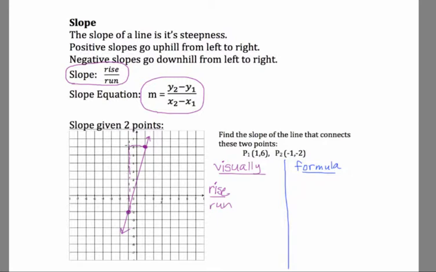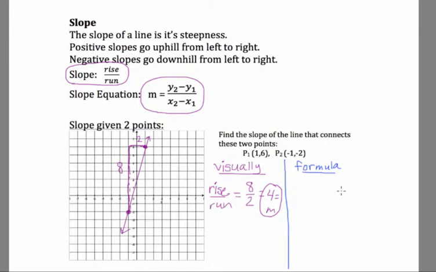How much did you go up? How much did you go right? 1, 2, 3, 4, 5, 6, 7, 8. I went up 8, and right 2. The rise was 8, the run was 2. Double check on this. Am I going uphill or downhill? Well, from left to right, I'm going uphill. So it's going to be a positive number. So 8 divided by 2 is 4. The slope, or the m number, is equal to 4.